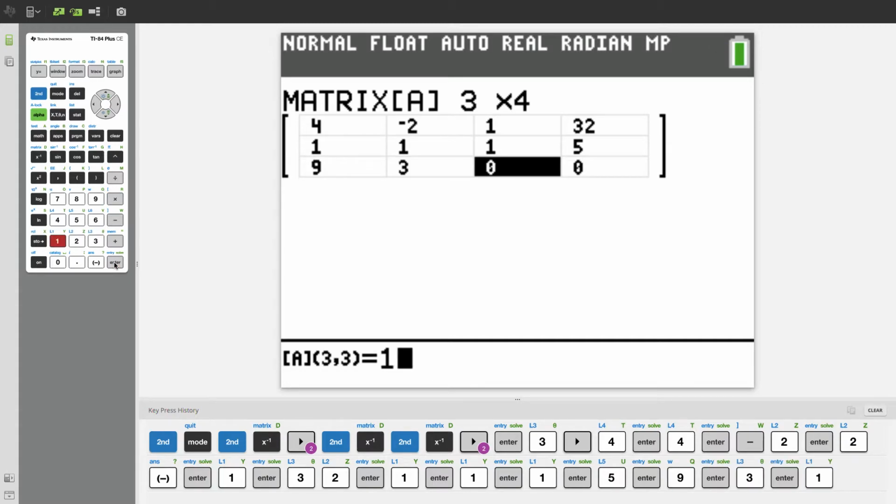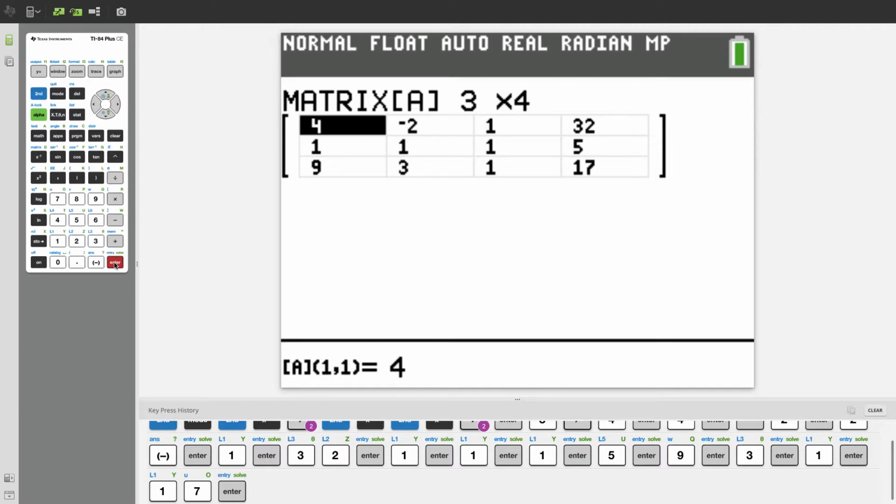Before you exit out of here, which you're going to have to do, you need to make sure everything matches up with what you have. So 1, -2, 1, 32, 1, 1, 1, 5, 9, 3, 1, 17. Alright. Okay, so everyone have it in. Everyone have it in.